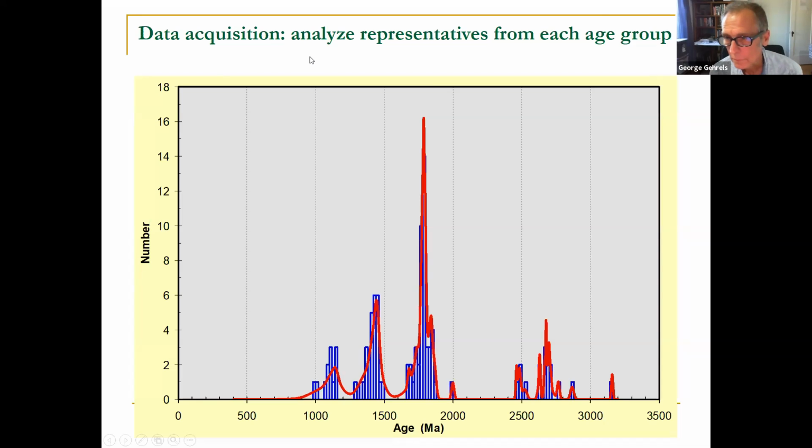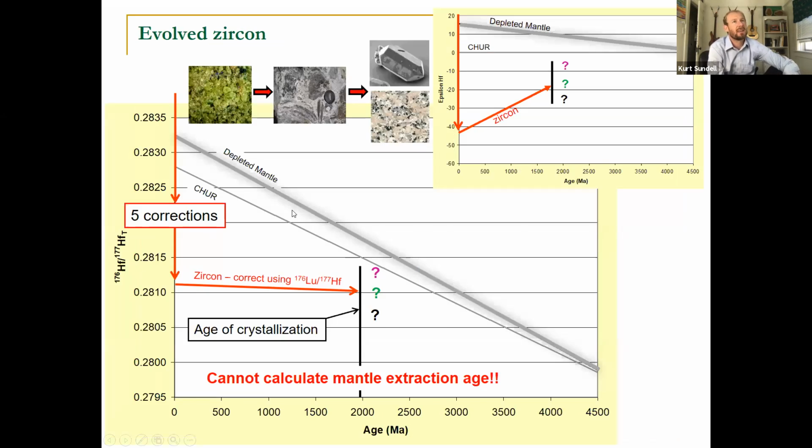Okay, so 176 lutetium changes to 176 hafnium, as you've outlined. So what about 175 lutetium to 176 lutetium? How about that ratio? Would that change through time? And is there a problem with that?